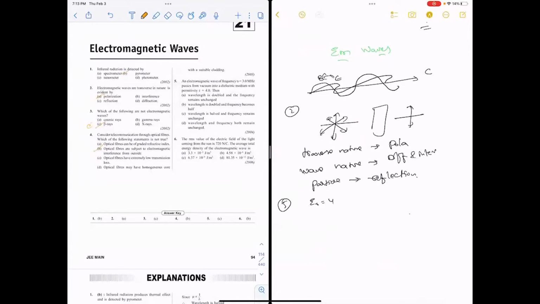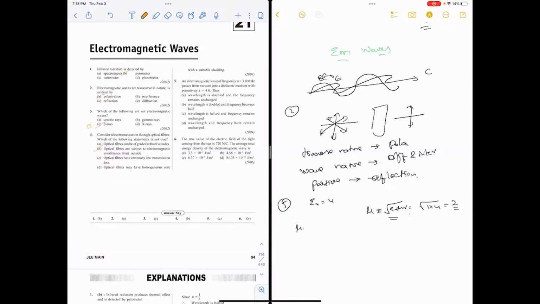Epsilon r is 4, right? So what is the refractive index mu? It is under root epsilon r into mu r, if you remember. Mu r is not given, so it is 1. Epsilon r is 4. So it is 2. You remember this? Refractive index mu.